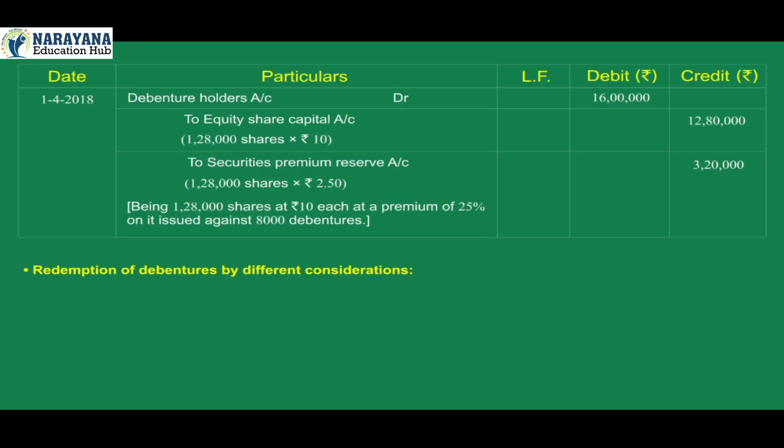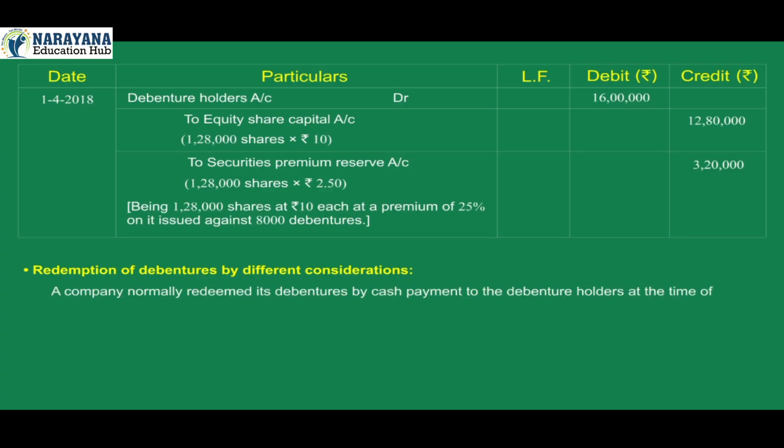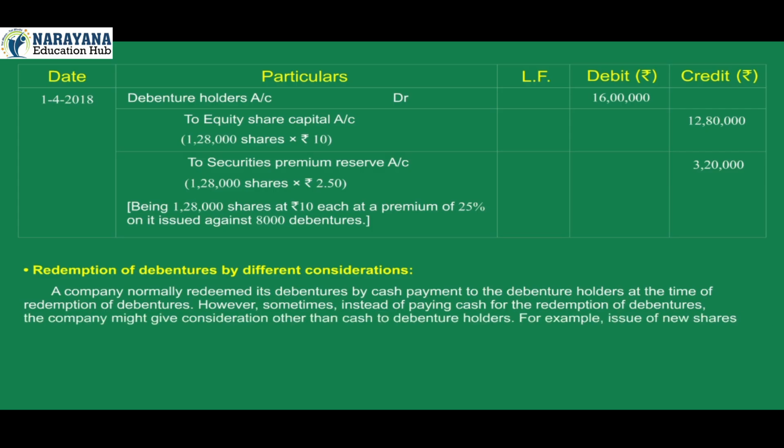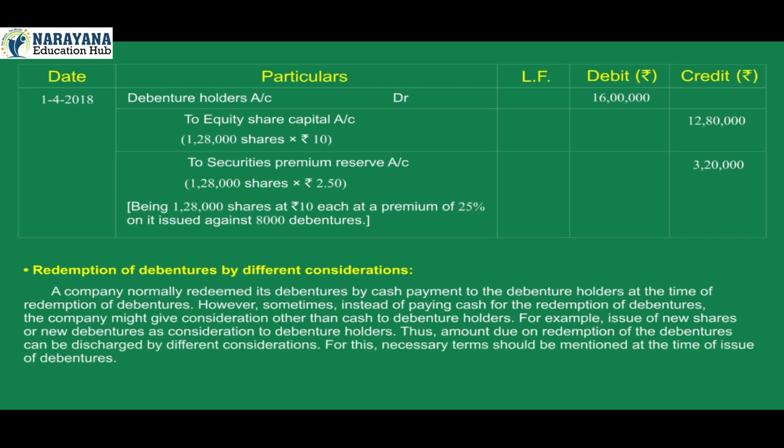Redemption of debentures by different considerations. A company normally redeems its debentures by cash payment to the debenture holders at the time of redemption. However, sometimes instead of paying cash, the company might give consideration other than cash to debenture holders. For example, issue of new shares or new debentures as consideration. Thus, the amount due on redemption of the debentures can be discharged by different considerations. For this, necessary terms should be mentioned at the time of issue of debentures.